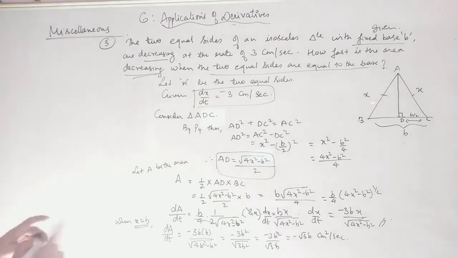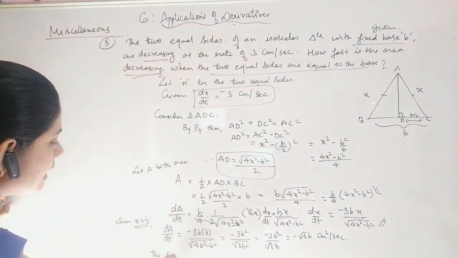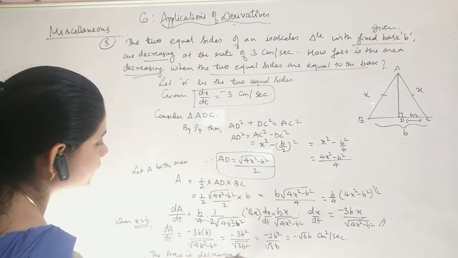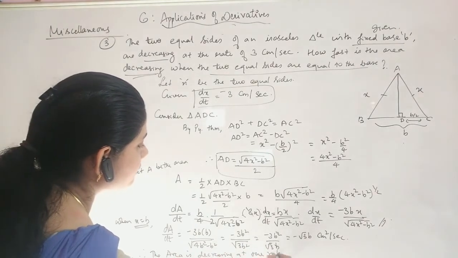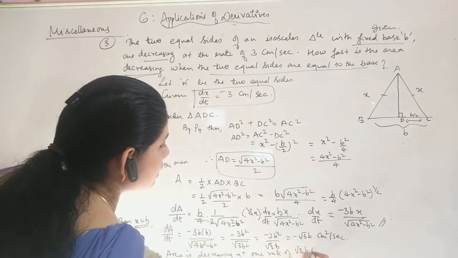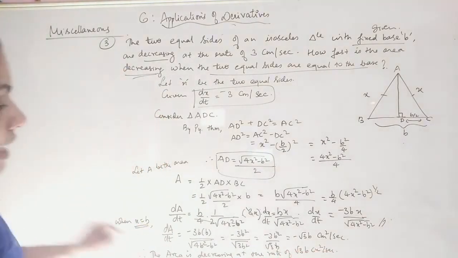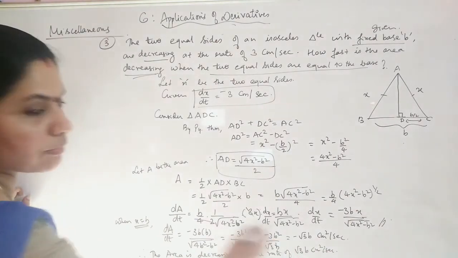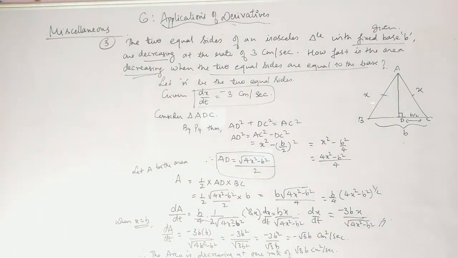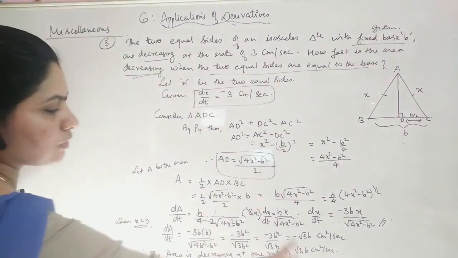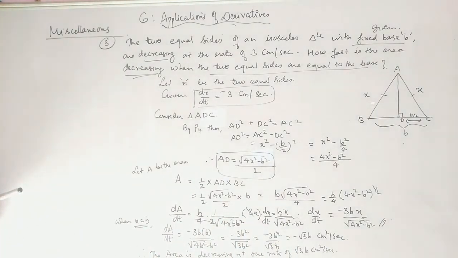Therefore, how fast is it? Therefore, the area is decreasing at the rate of root 3b centimeter square per second. Now, I have mentioned here as decreasing, that's why I am not using the negative sign. If you are not writing decreasing, you are just saying that it is changing at a rate of, then you replace it with the negative sign.